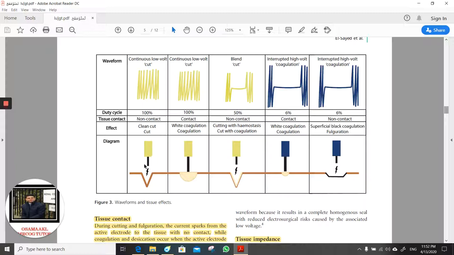To do cutting, the first one here on the left, you don't need to touch the tissue. While to do routine coagulation, you touch the tissue. These are the most important ones: the original cutting, the original coagulation, and fulguration effects. Look here, cutting: low voltage and continuous. This is the one leading to cutting. While to do coagulation, you can do high voltage but intermittent. This is the one leading to coagulation, and you can adjust the machine to make more and more blends.